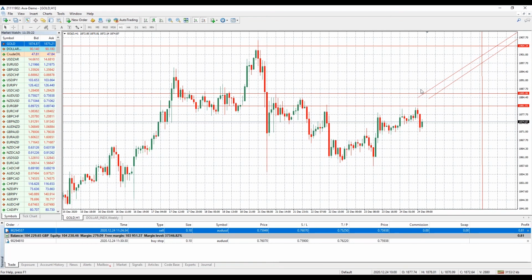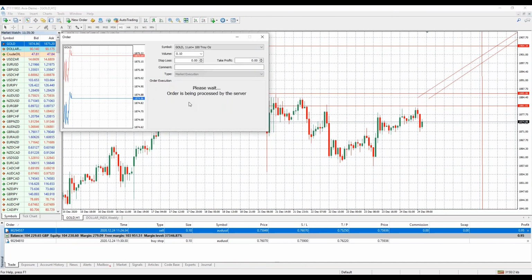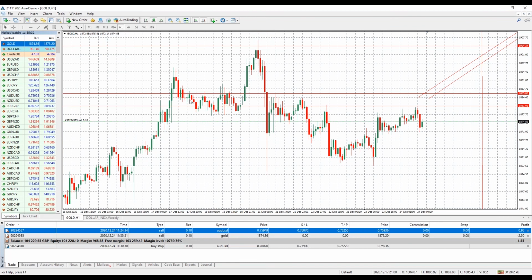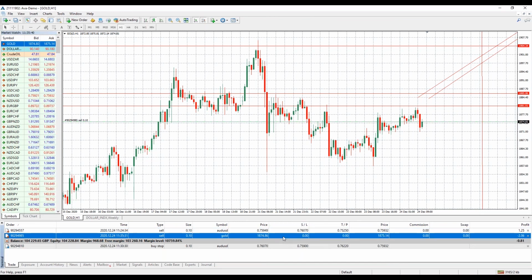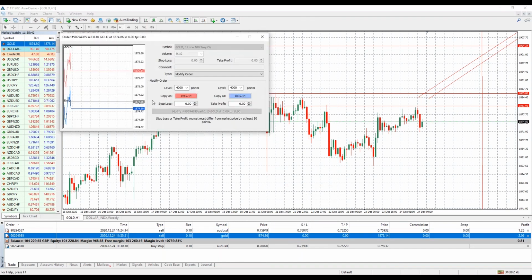And right now it's already below this resistance. So you could go with a market sell on gold, right? A market sell on gold with your stop loss up here. If it breaks above the resistance, you're out. So 1887, something like that. So I could put a stop loss at 1887.